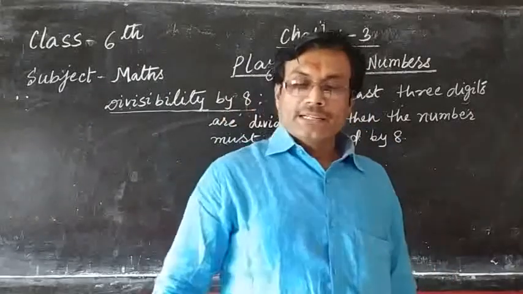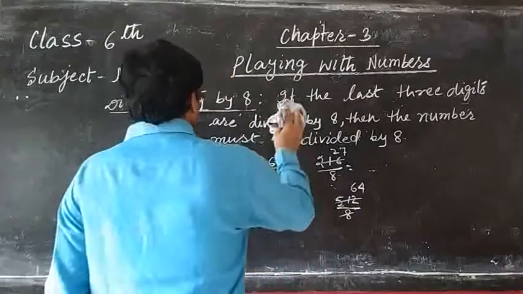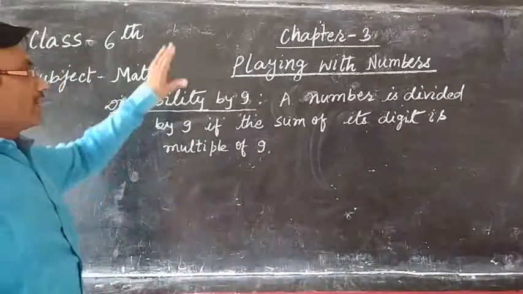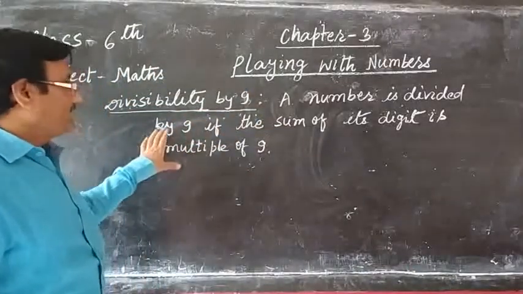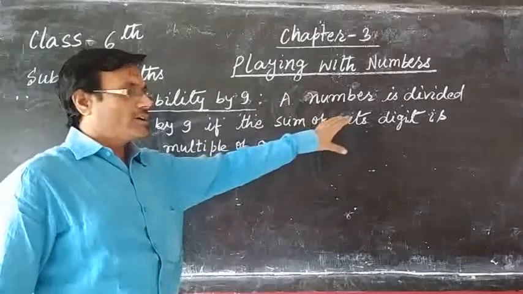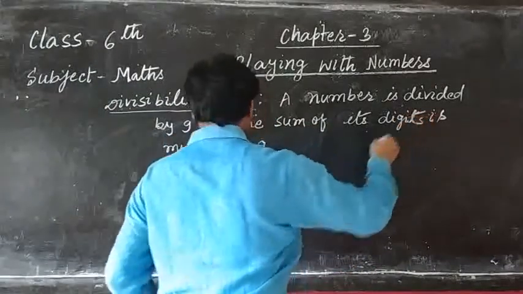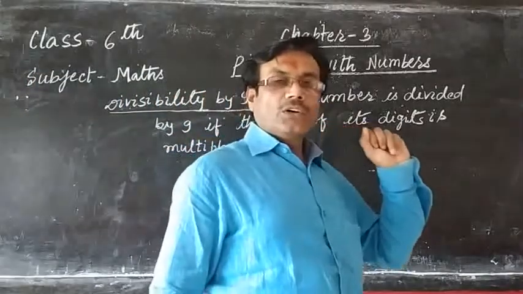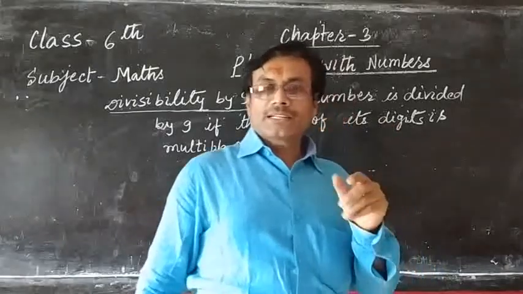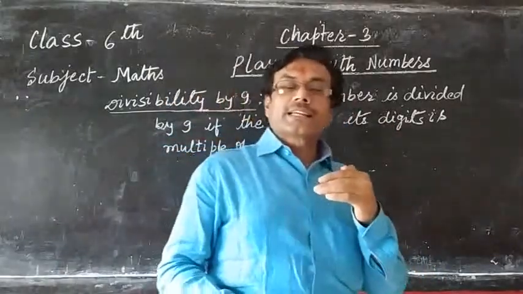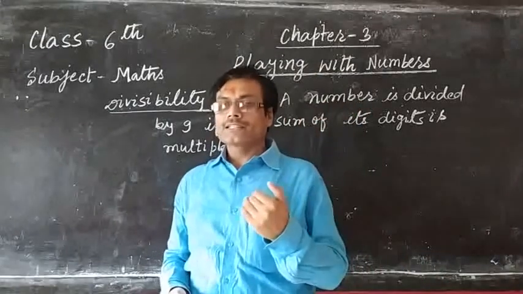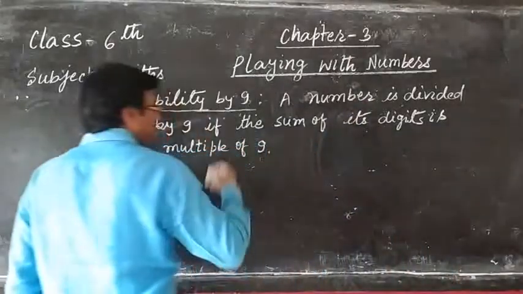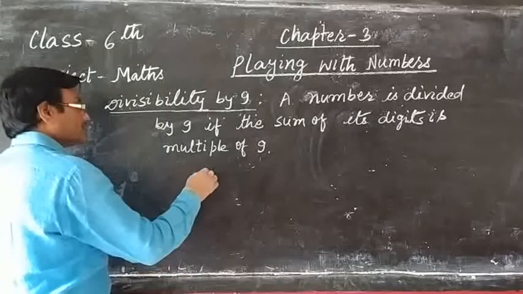Now divisibility by 9. So students, a number is divisible by 9 if the sum of its digits is a multiple of 9. As you have seen in the rule of 3, आपने क्या देखा कि उन दिए गए संख्या के अंकों का योग करते हैं, ठीक इसी तरह से इसमें भी जो भी अंक दिए रहेंगे उनका योग करते हैं और देखते हैं कि 9 से डिवाइड हो रहा है कि नहीं.